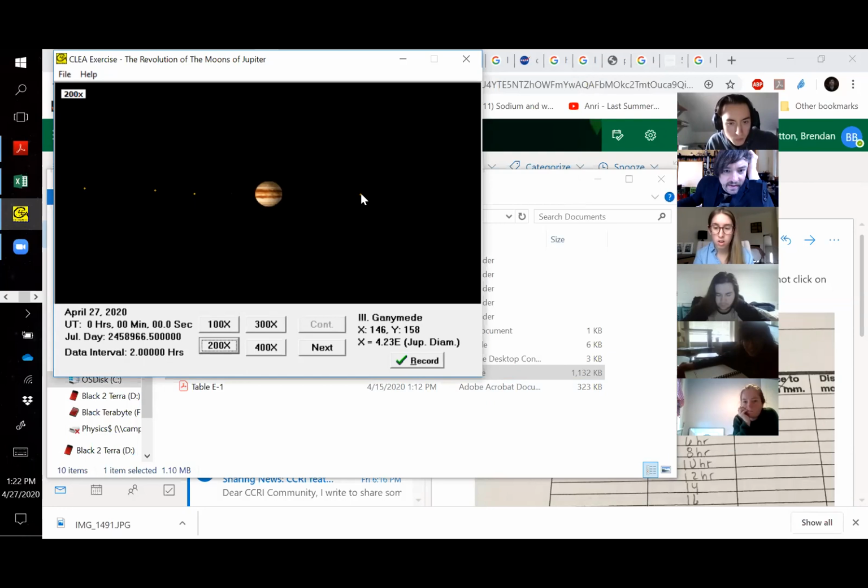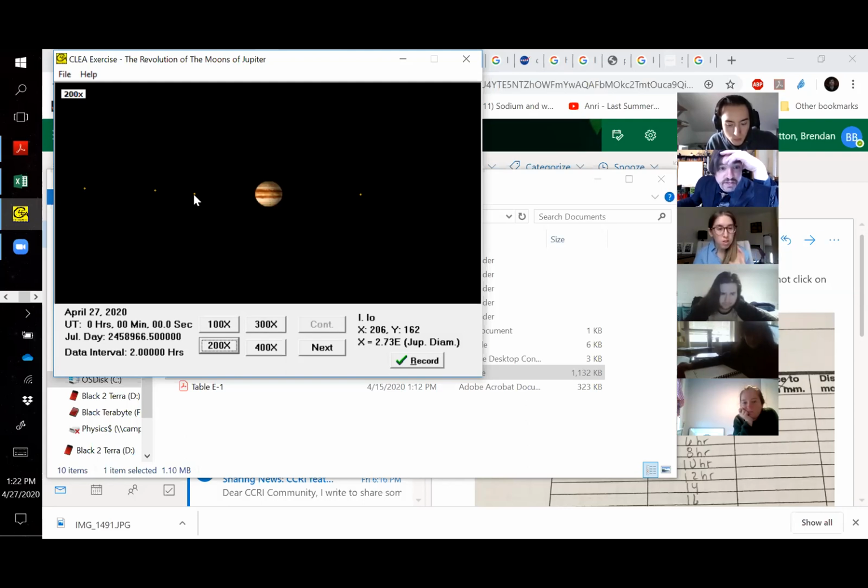There's Ganymede. Let's click on it. There's Europa. And there's Callisto. Normally when I do this with a lab, I assign groups and choose different moons, but collectively we're all going to do Io. Let's look at our first measurement here.